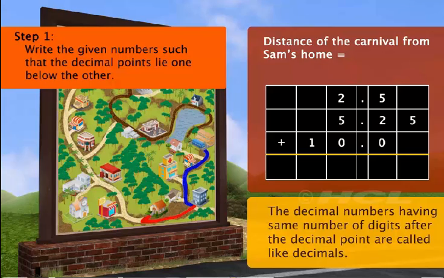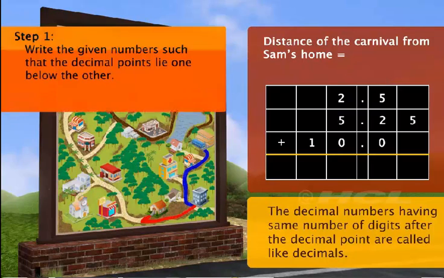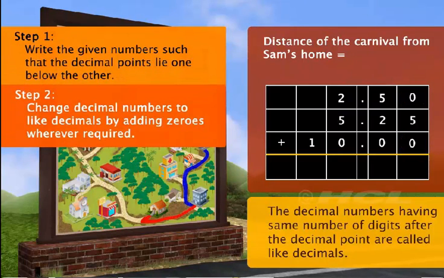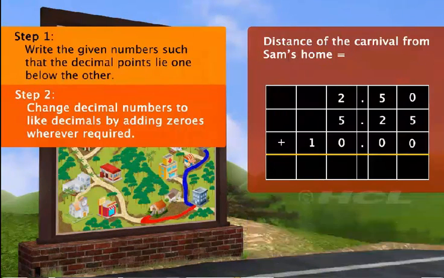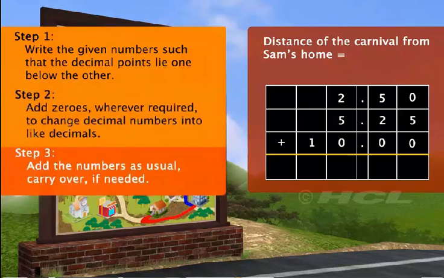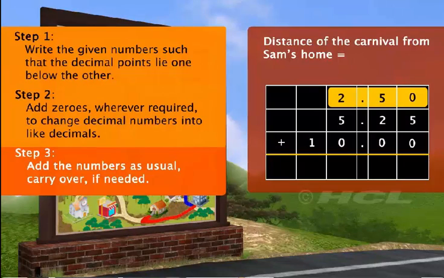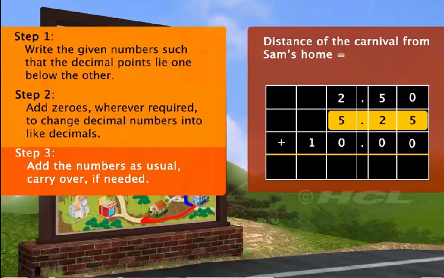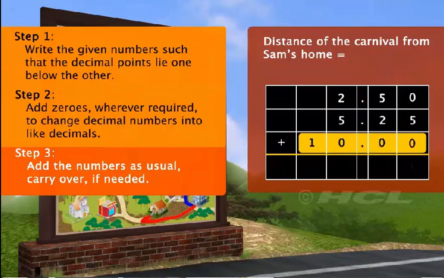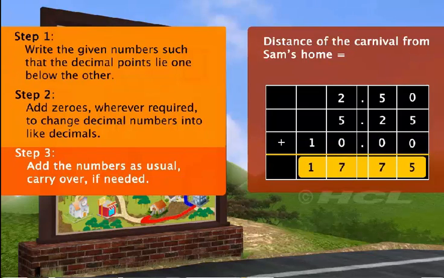Recall that decimal numbers having the same number of digits after the decimal point are called like decimals. Next, we add zeros to change decimal numbers into like decimals. Now, we add the numbers just as we add ordinary numbers with carryover if any. Adding the decimal numbers 2.50, 5.25 and 10.00, we get the sum 1775 as shown.